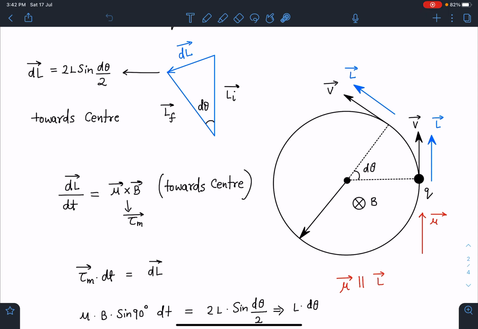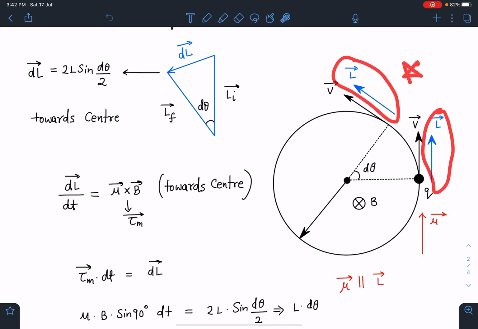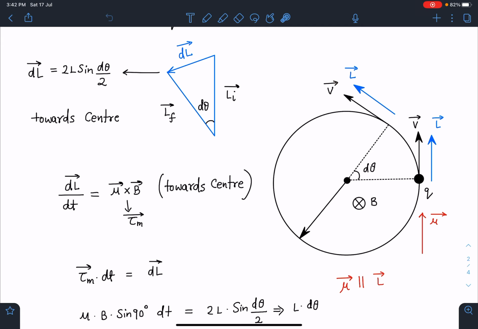Another piece of information given in the problem is that the L vector remains parallel to the velocity vector all the time in this circular motion, right? So since the L vector is changing its direction, definitely a torque is going to act on this in the presence of the magnetic field. A magnetic dipole moment placed in a uniform magnetic field will have a torque component, and that torque is the one which is responsible for this change in angular momentum.